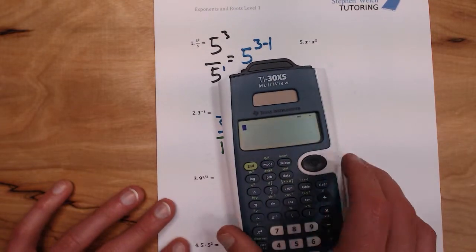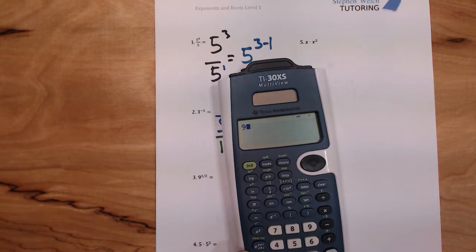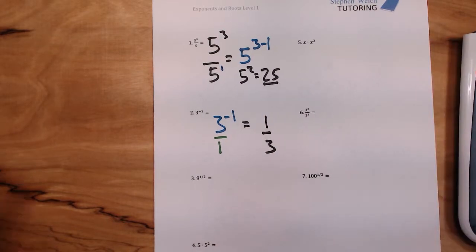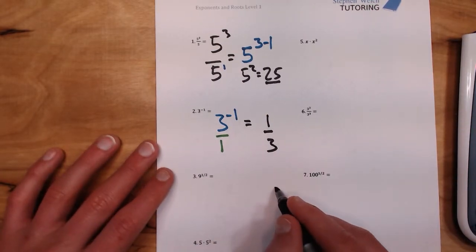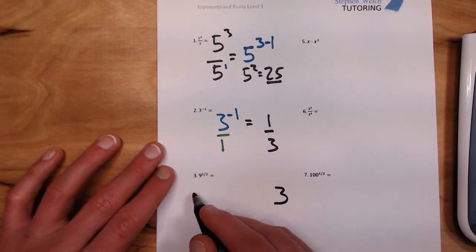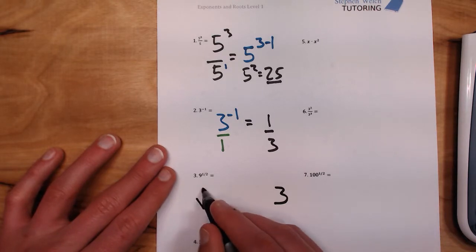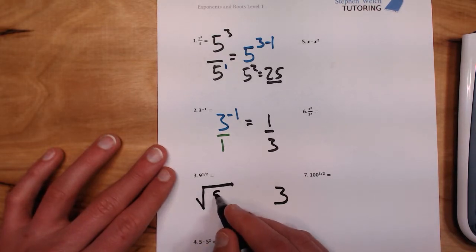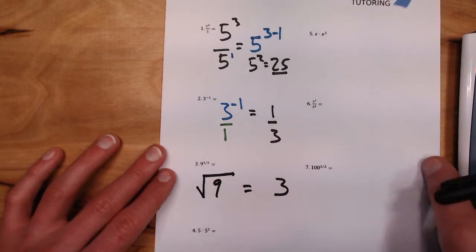Okay, now we have 9 to the 1/2. Let's see if the calculator can help us out here. 9 to the power of 1 divided by 2. We'll see about this, I don't know. Oh yeah, good. All right, calculator's getting better and better. So the answer is 3. And the reason it's 3 is that the 1/2 power is the same thing as the square root. So the square root of 9 is 3.